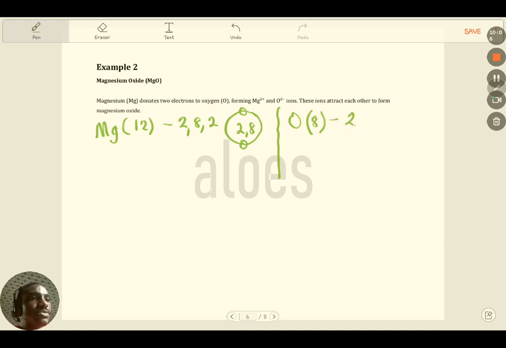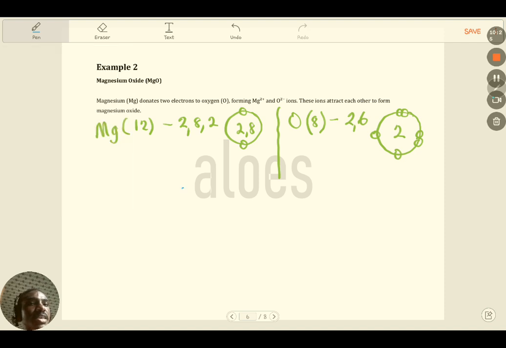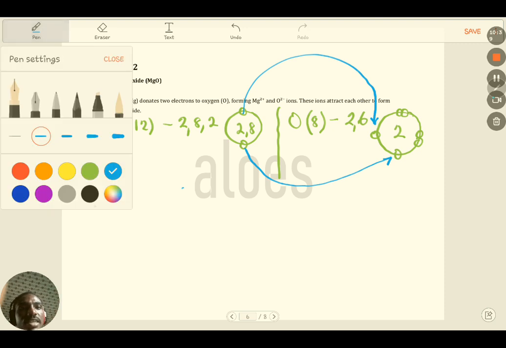Which is 2, 6. It means it has 2 in the normal shell, and we have 1, 2, 3, 4, 5, 6. As you can see, it's not up to 8 in the outer shell. So what we are going to do is effect a transfer from the magnesium atom to the oxygen atom. So there will be a transfer of 1 electron here, and the valence electron here also moves to this, so that at the end of the day both atoms can achieve a balance.